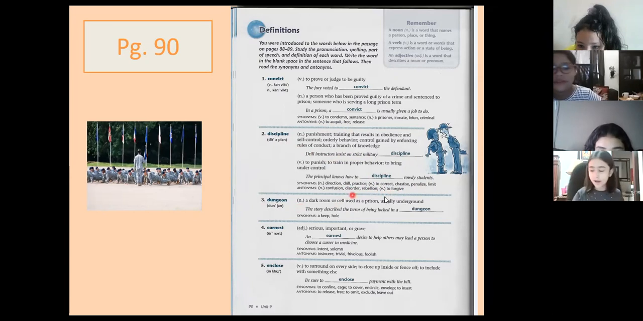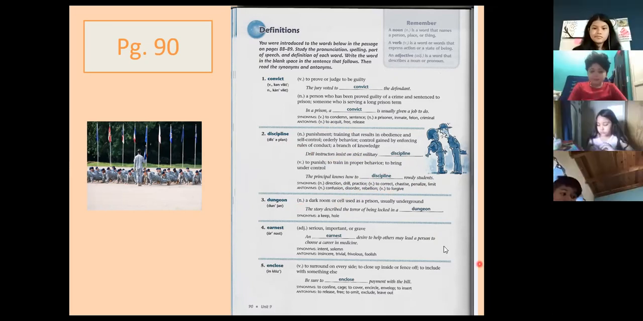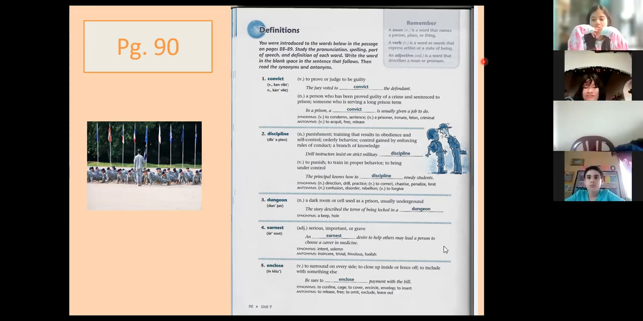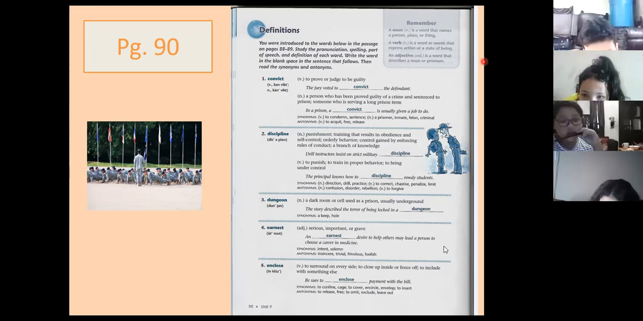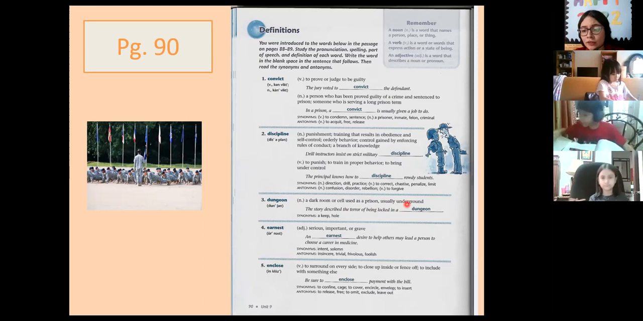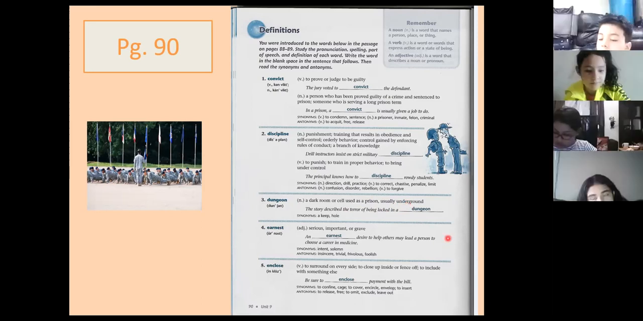Dungeon, do you remember what is dungeon, class? Do you remember the meaning of dungeon? A dark room. Yeah, it's a dark room. Remember that this is like being in a jail, but the difference is that this is underground. That's right. It's underground. This prison, the jail, it's underground. So that is different for that reason.